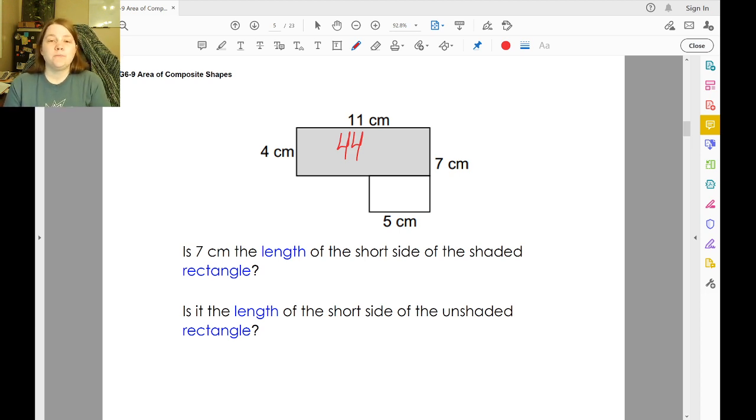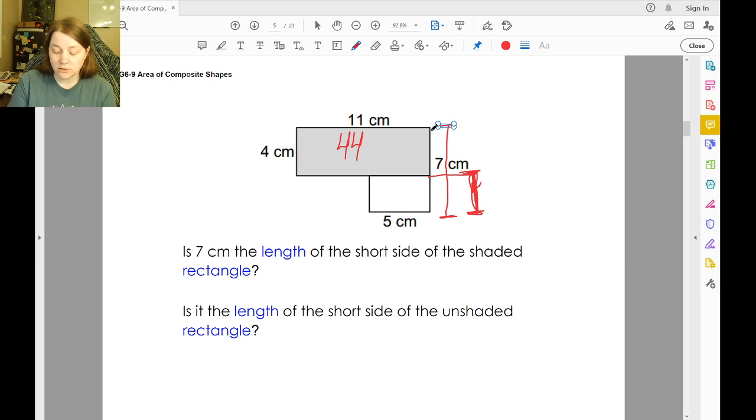But for the bottom, we know that the horizontal measurement is 5. We don't know this vertical measurement. So we need to figure it out, because this 7 tells us the measurement for this entire line right here, all the way top to bottom. But we don't care about all the way top to bottom. We only care about what's down here. We only care about this right here. So how do we figure out what this measurement is?